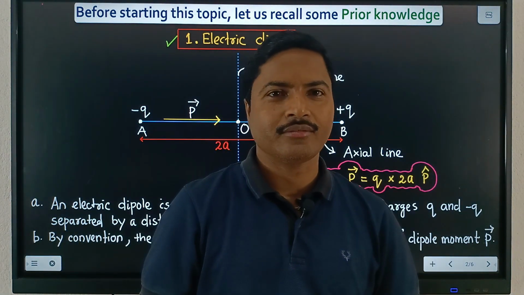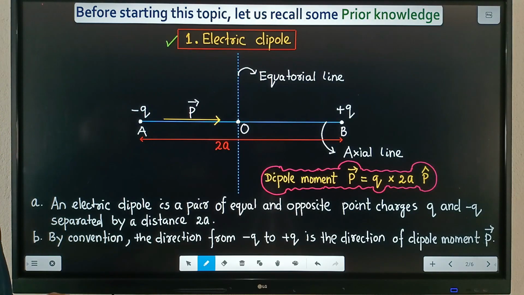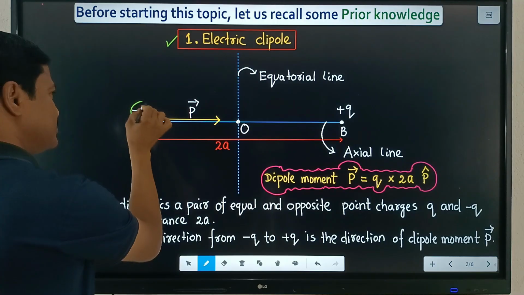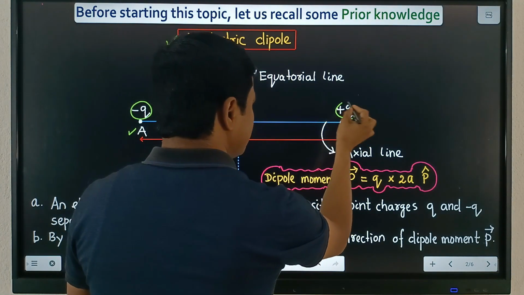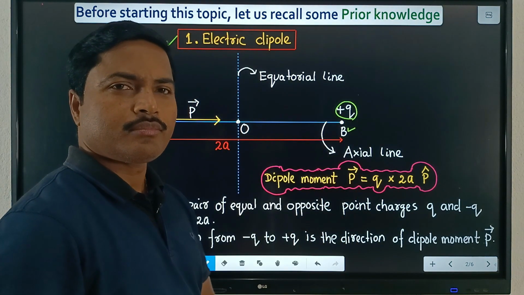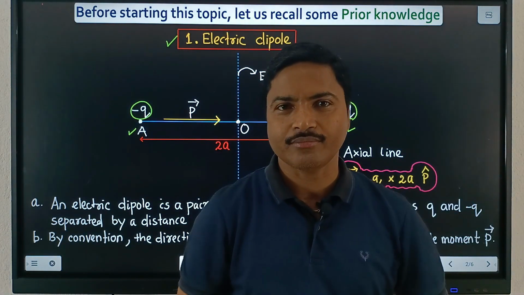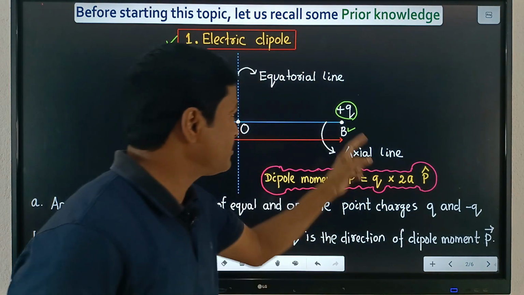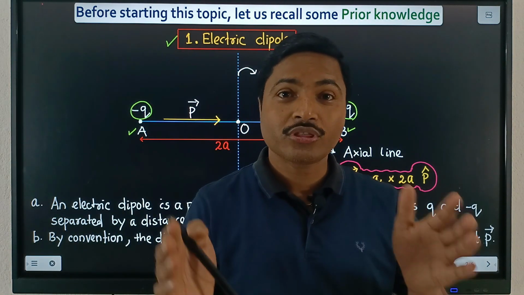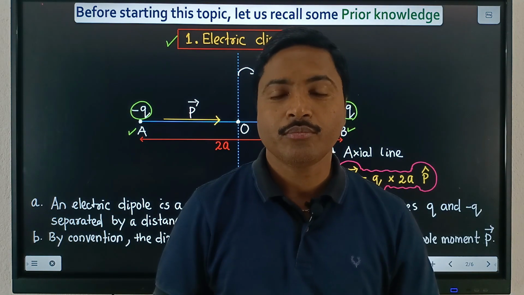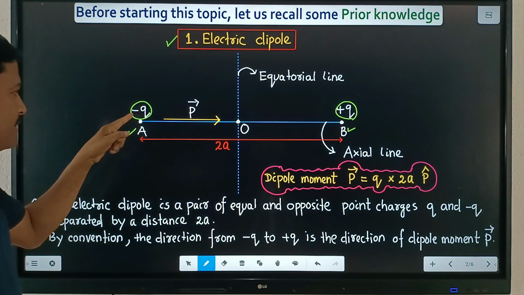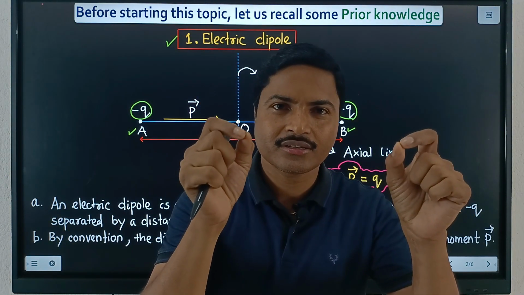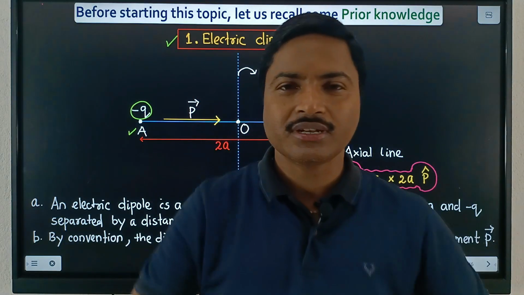Dipole means two poles are there. That means we take two point charges, one is minus q, another is plus q. Minus q charge is situated at point A and plus q charge is situated at point B, and the magnitude of both the charges is the same. The magnitude of the minus q charge is q. Similarly, the magnitude of the plus q charge is also q. Both have the same magnitude q, but the nature is opposite. One is negative and another is positive. That means we take two point charges having equal magnitude and opposite nature.